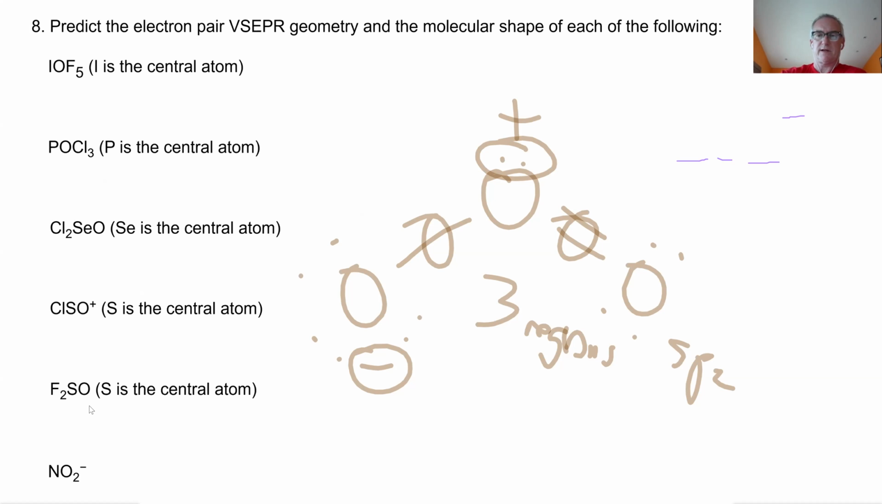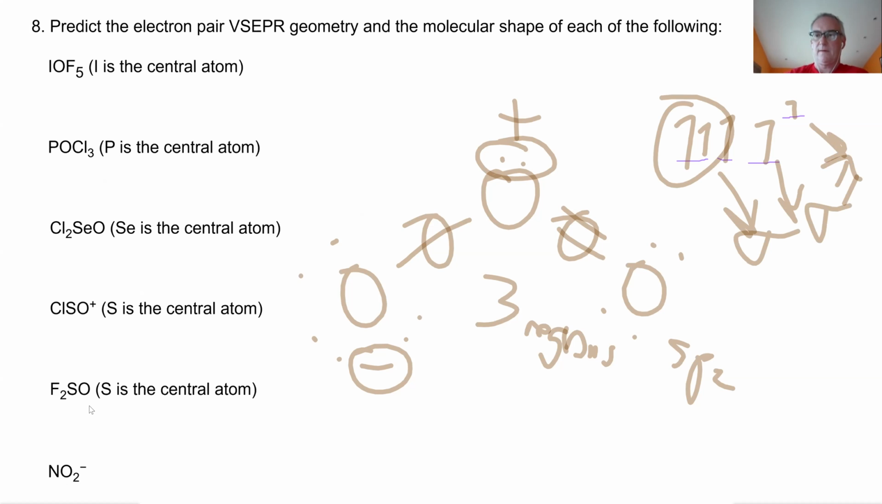6 valence electrons. No, 5 valence electrons actually. So it would be 1, 2, 3, 4, 5. So this is your lone pair. This makes a sigma bond, this makes a sigma bond, and that one makes a pi. But it's 5 valence electrons.